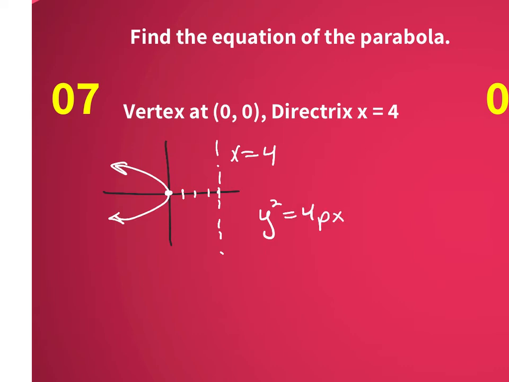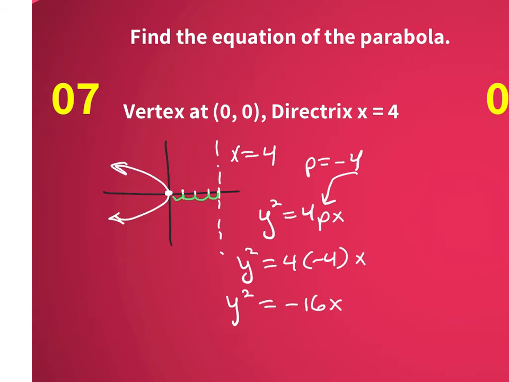The p-value that I'm looking for is the distance from the vertex to the directrix, and it's 4 spaces away. 1, 2, 3, 4, but it's opening backwards. So this tells me my p-value is -4. So let's plug that -4 in for p. y squared equals 4 times -4. y squared equals -16x. And I'm done.